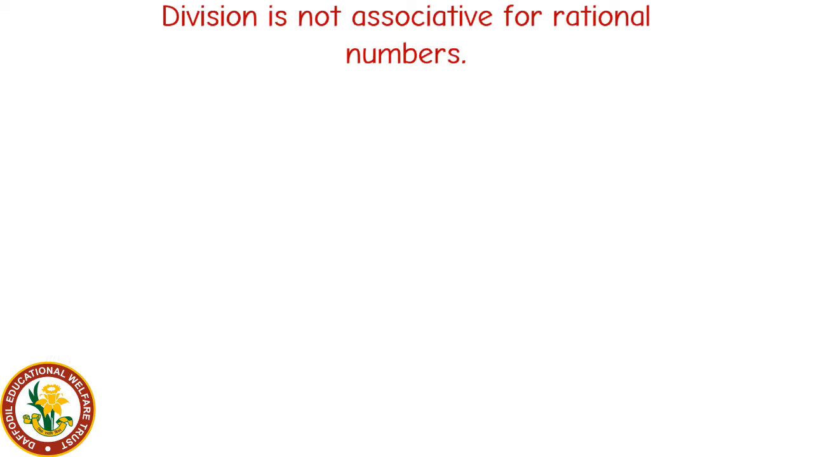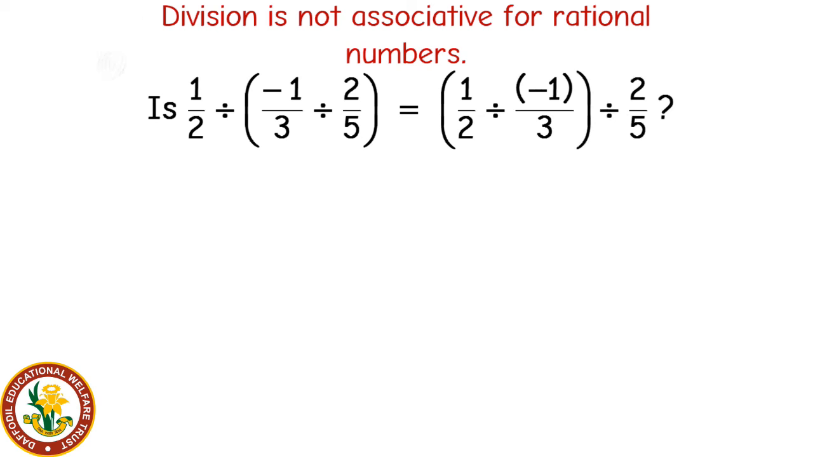Division also is not associative for rational numbers. Let's take a look. Is 1 upon 2 divided by (minus 1 upon 3 divided by 2 upon 5) equal to (1 upon 2 divided by minus 1 upon 3) divided by 2 upon 5? Let's take a look.